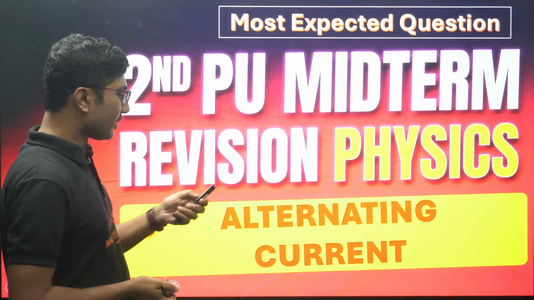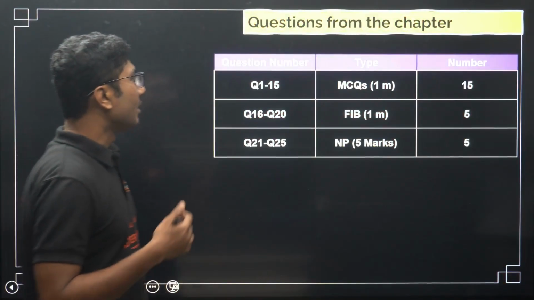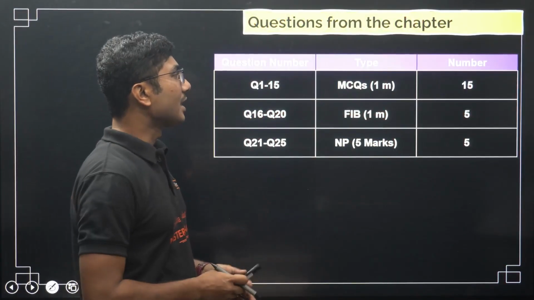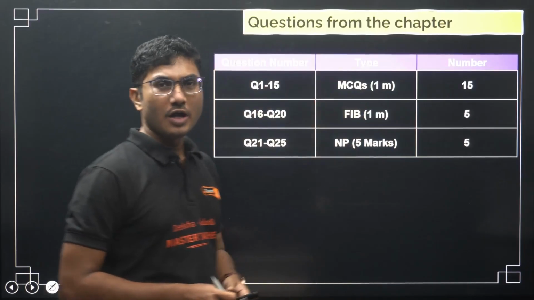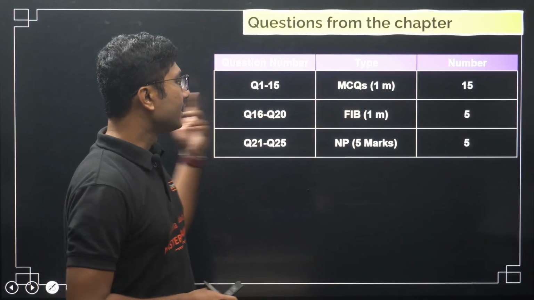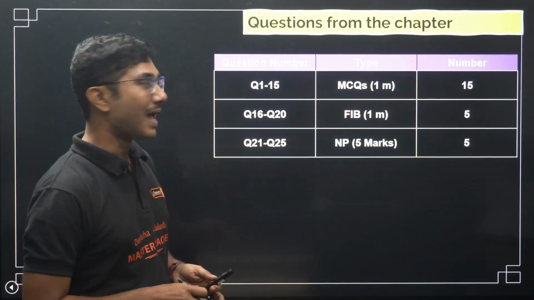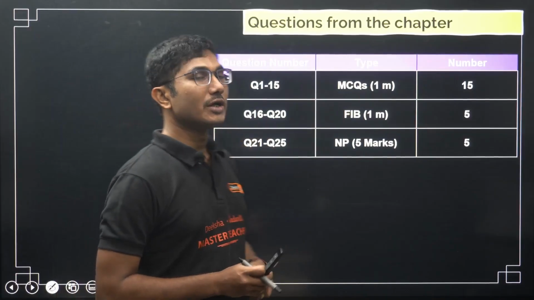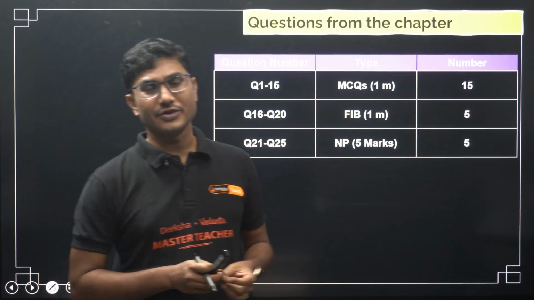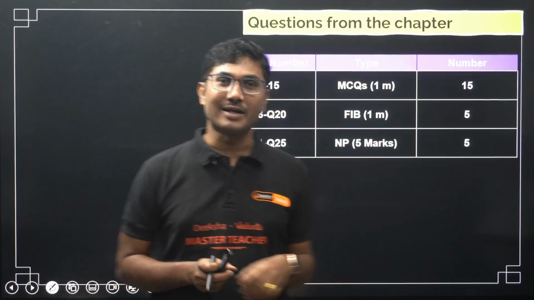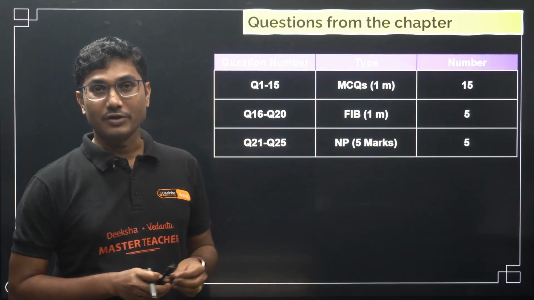Without much delay, let me continue with the chapter. So first we are going to discuss 15 MCQs, most probable MCQs. Then we will also discuss 5 fill in the blanks questions, and lastly we are going to discuss 5 numerical questions which are very important and standard numericals, particularly for this chapter.